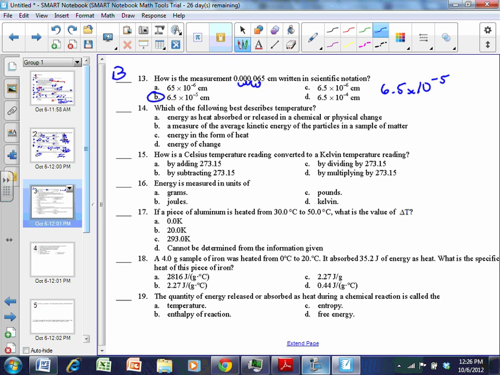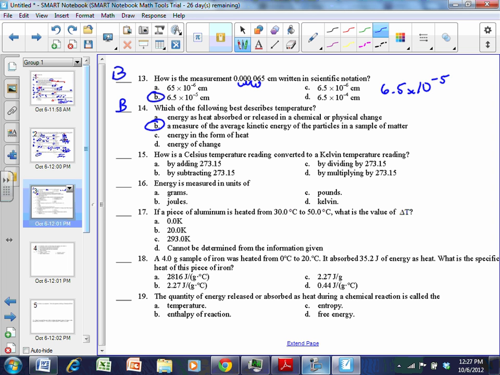Which of the following best describes temperature? Remember, temperature, we said, is related to the average kinetic energy of the molecules, and the kinetic energy of any moving object is 1/2 its mass times its speed squared. So the best answer is B. It's just a measure of the average kinetic energy of the particles.